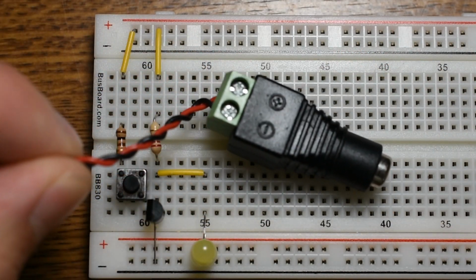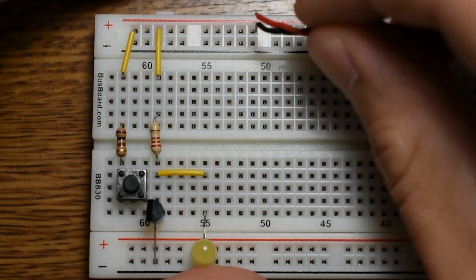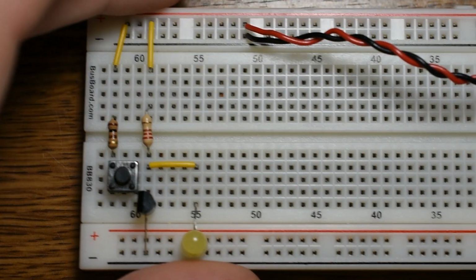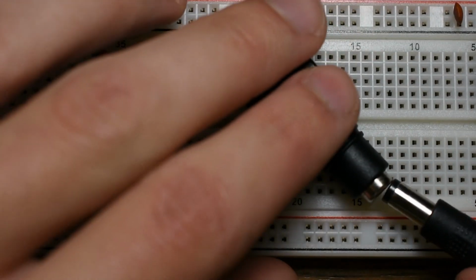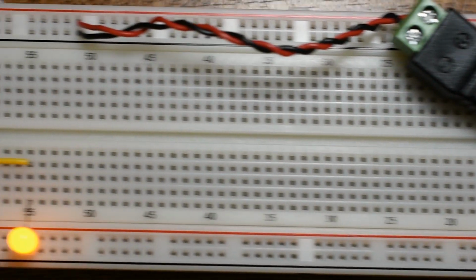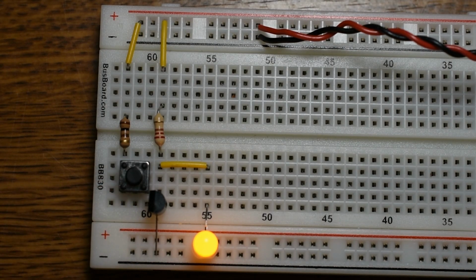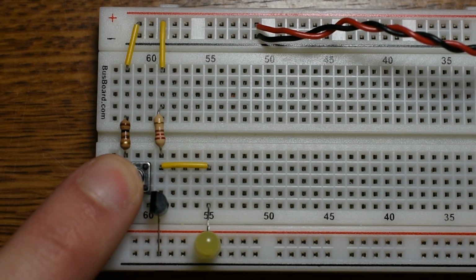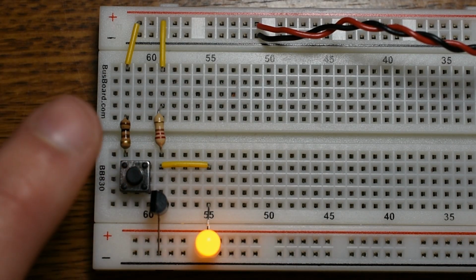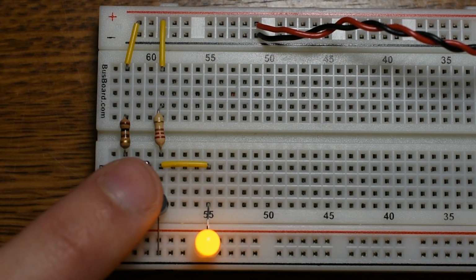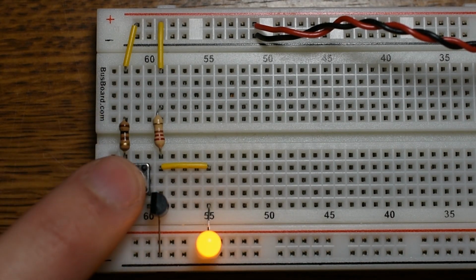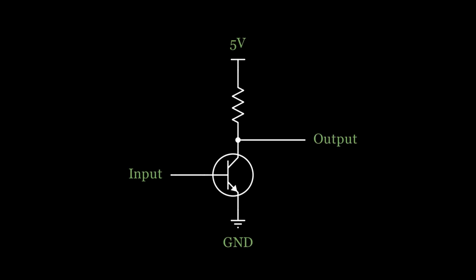So here I have a barrel jack, which I'll plug in a moment. And if I plug in the barrel jack, you can see that the LED is on by default, which we would expect because I'm providing a 0 to the input. But when I provide a 1 to the input, the LED turns off. So the output is always the opposite of the input. This is probably the simplest logic device there is.